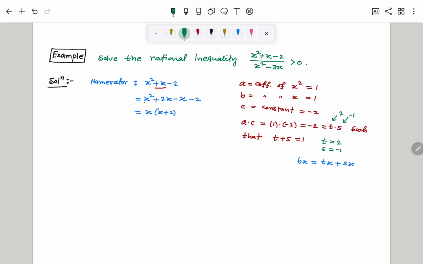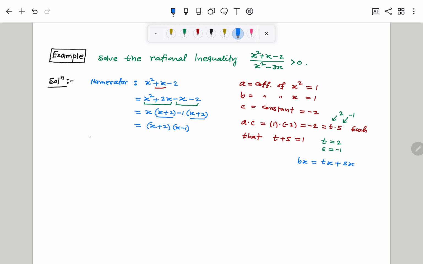So what I did is make groups by taking the first two terms, then we factor out x. The remaining part will be x + 2. Then from the last two terms, in the same way, we can factor out −1. So we get here x + 2. Now we have two terms, and from every term we can factor out x + 2. If we factor that out, the remaining will be x − 1. So we have completely factored the numerator into linear factors.